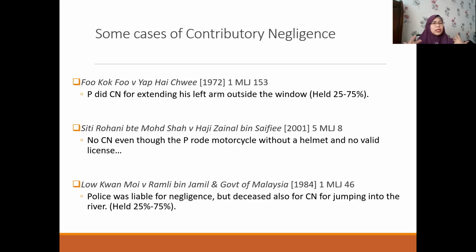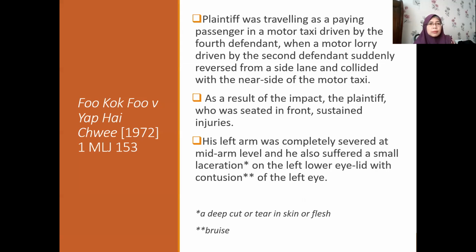What's the action of the deceased here? He jumped into the river, because the police was about to arrest him, and he wanted to escape, so he jumped into the river. The fact that he jumped into the river, he contributed to his own death, the injury which led to death, basically. So the liability is split as 75% on the defendant, the police, and 25% on the deceased himself. So he cannot get the full amount of claim or damages here.